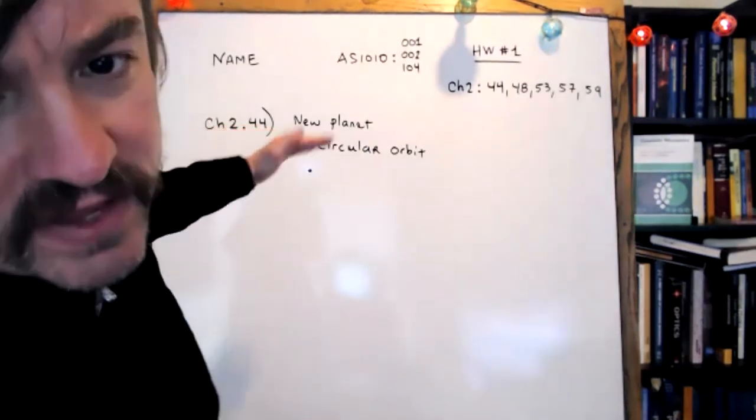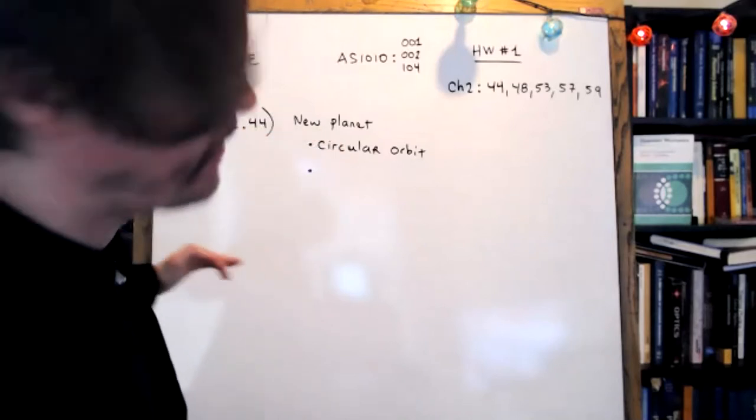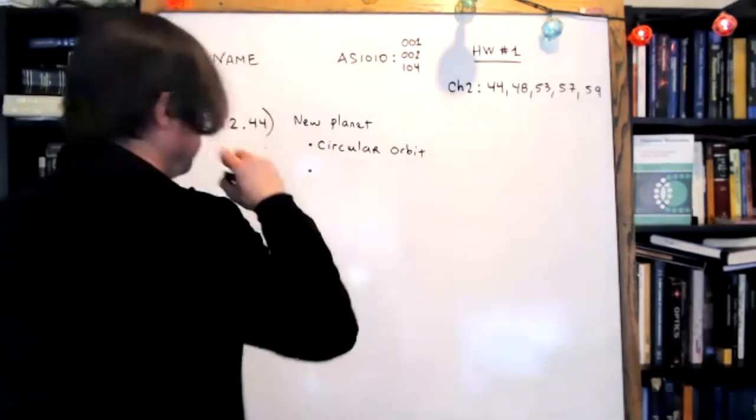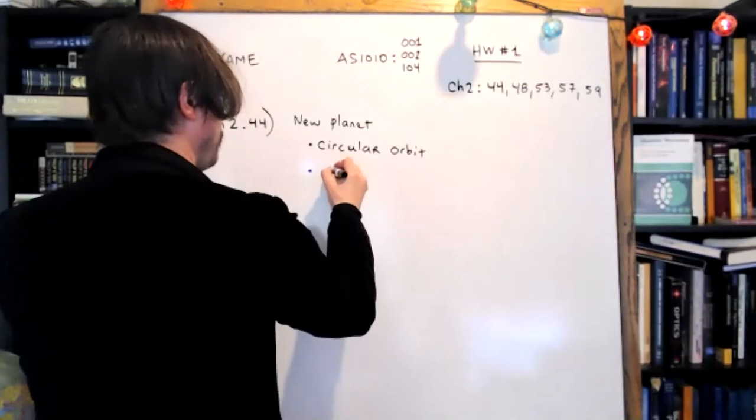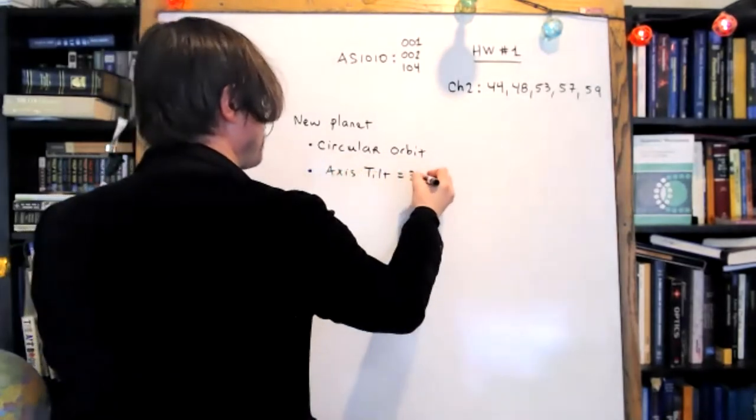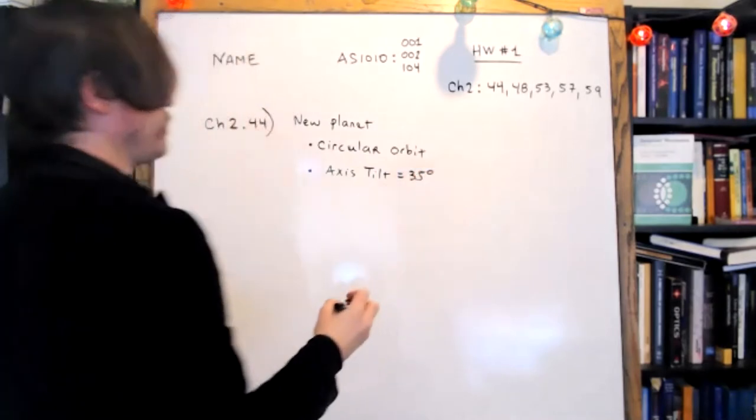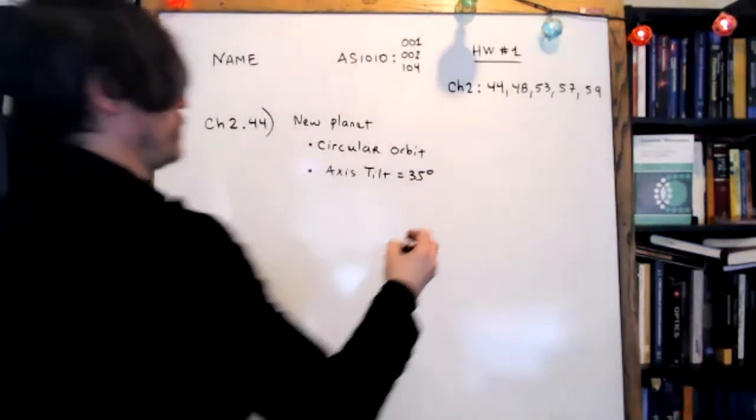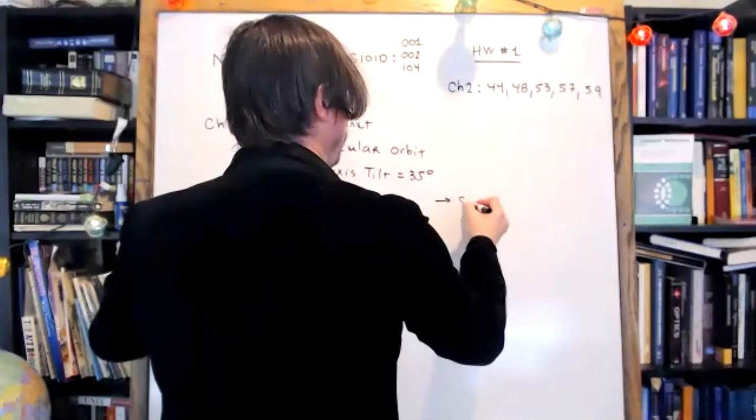Wait, so let's go over the givens again. It's a circular orbit, and what were the other conditions? It has an axis tilt of 35 degrees. And the question is, would you expect this planet to have seasons? Okay, in fact, there's 2 questions.